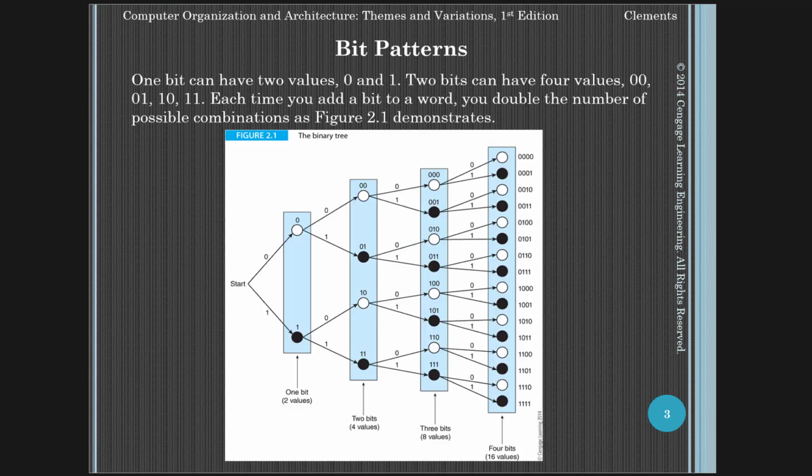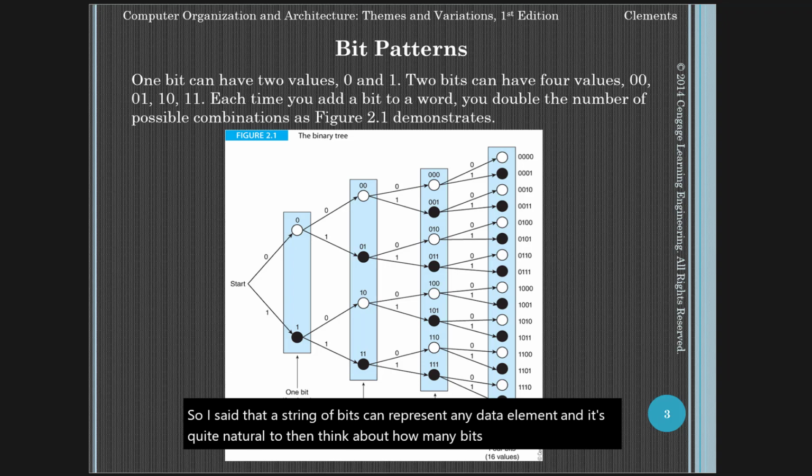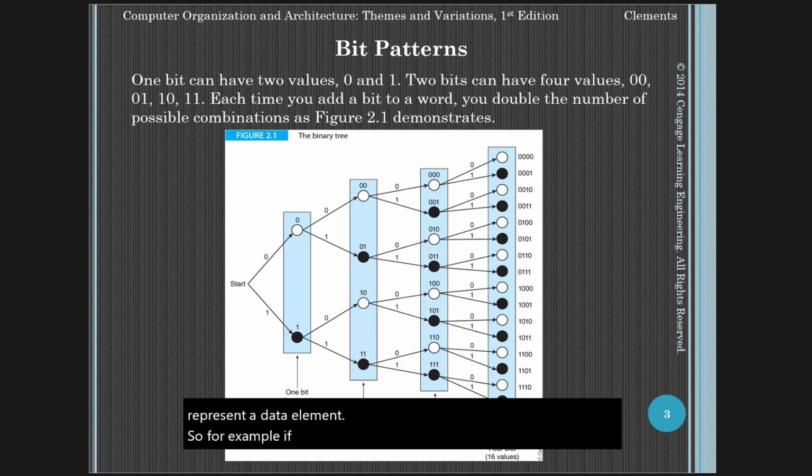So let's take a look at this figure as we discuss bit patterns. I said that a string of bits can represent any data element, and it's quite natural to then think about how many bits it would take to represent a data element. So for example, if we wanted to represent the hour of the day electronically as one of 24 different values, 0 to 23, how many bits would we need? And how do we assign bit patterns to those numbers? So let's take a look at this figure here.